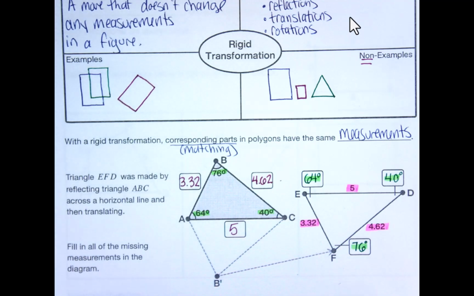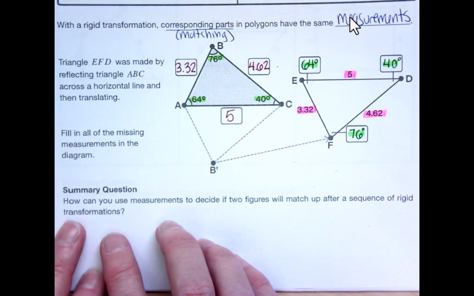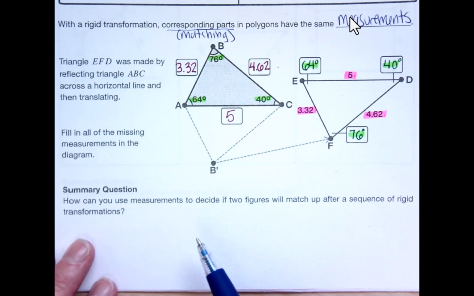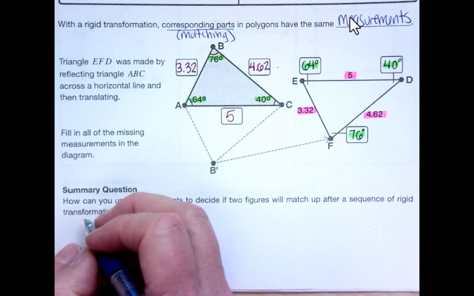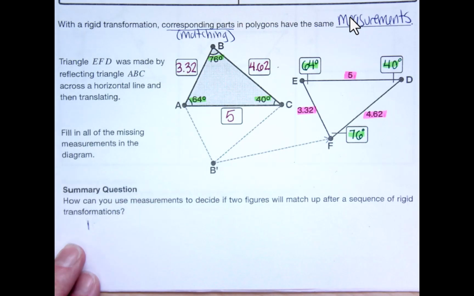So how can you use measurements to decide if two figures will match up after a sequence of rigid transformations? Well, if the matching parts, the corresponding parts in the two figures have the same measures, then they're congruent. Oops. Your pen's running out. Hang on, let me get another pen.